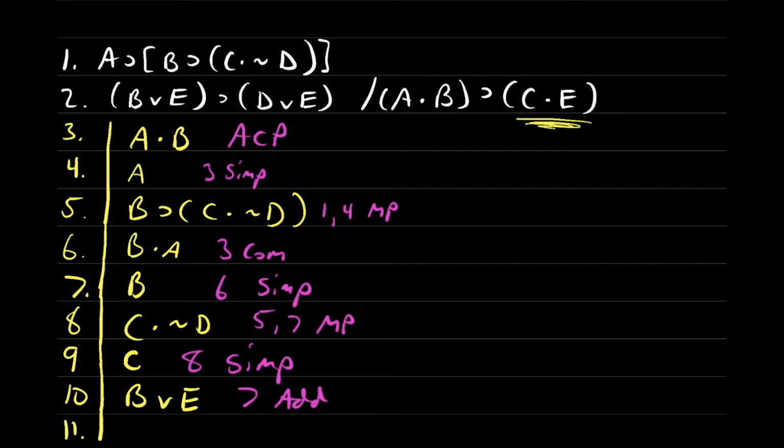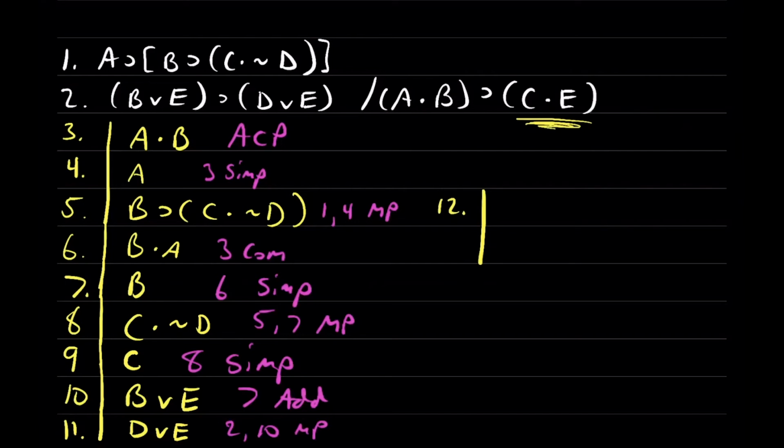Now I can do modus ponens. That will give me D or E. So that's going to be line 2 and 10 by modus ponens, still inside the scope of that vertical sequence, which I'm saying a lot today, but I want to really drive that point home. Line 12, continuing that vertical sequence.